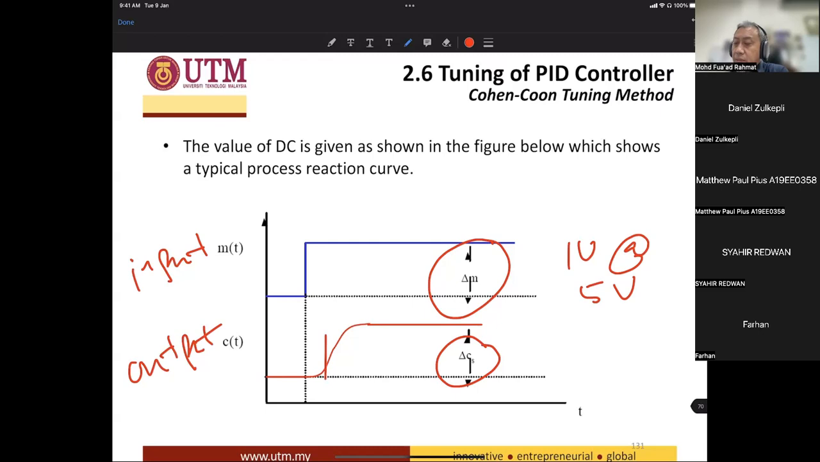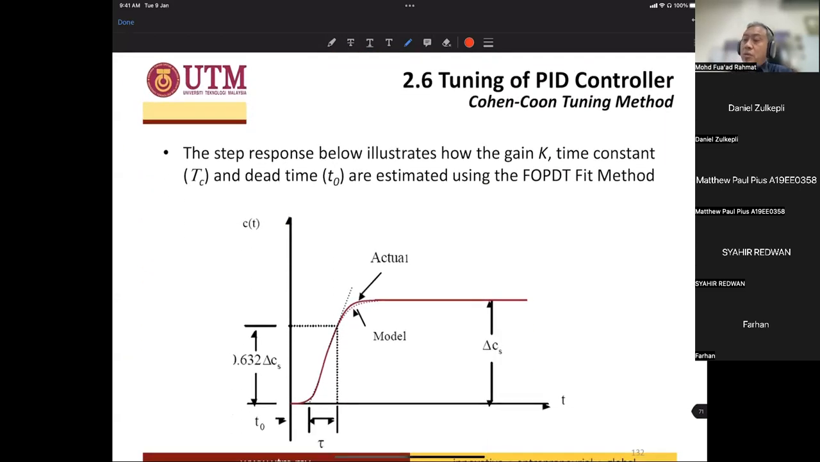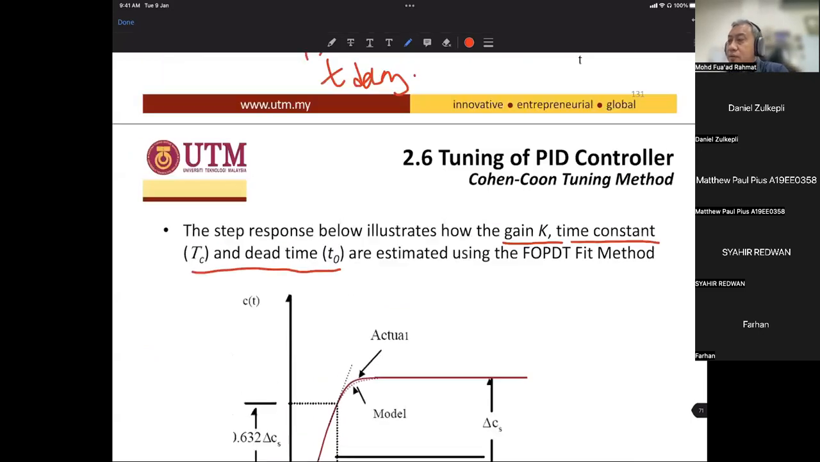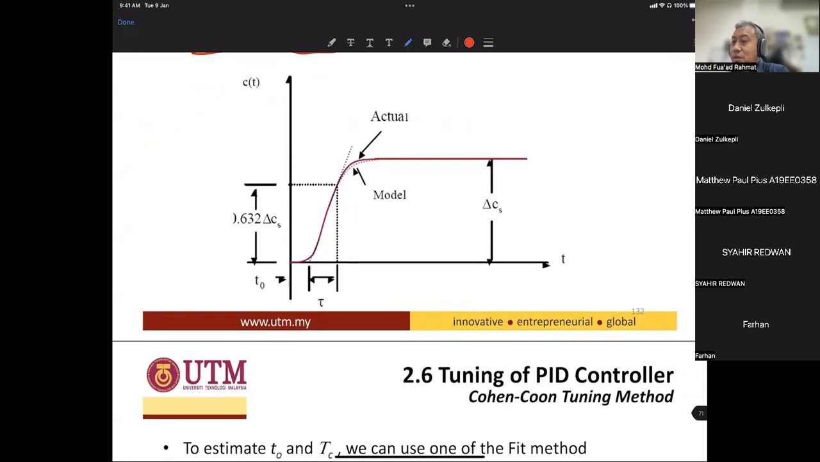You can see that there is a time delay here at the bottom of the response. So the step response below illustrates how the gain K, the time constant TC, and the dead time T0 are estimated using a first order process with dead time fit method. It's actually like curve fitting. We try to fit this equation with the input step, as shown here. So it's more towards curve fitting.